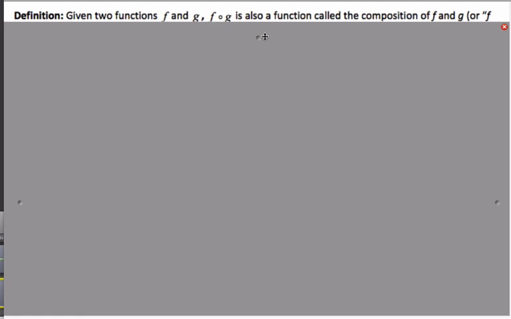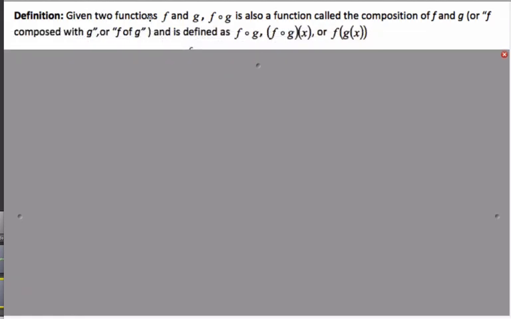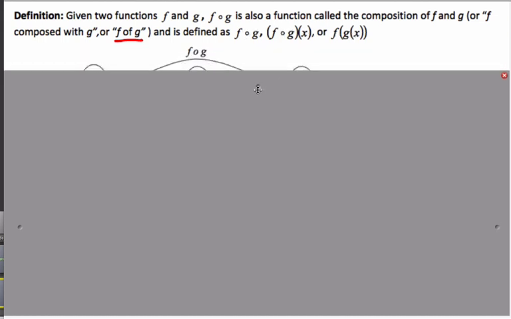Okay, so we're on part 2 of compositions of functions. What we learned from the last video is the definition: given two functions f and g, the composition of f and g, or f composed with g, or f of g, is also a function. This is the most common use here, f of g. It's defined by f of g of x. Lots of different ways of writing it.